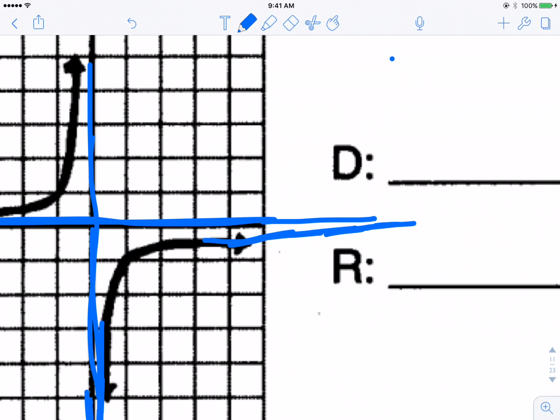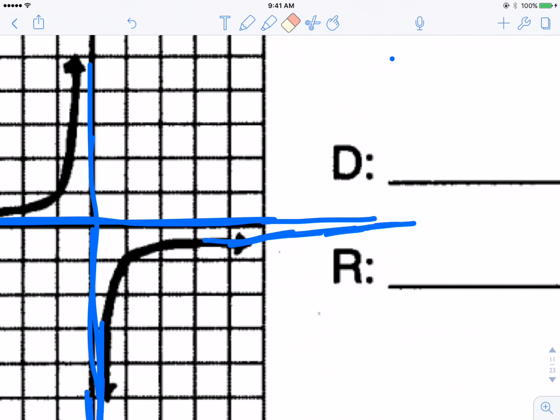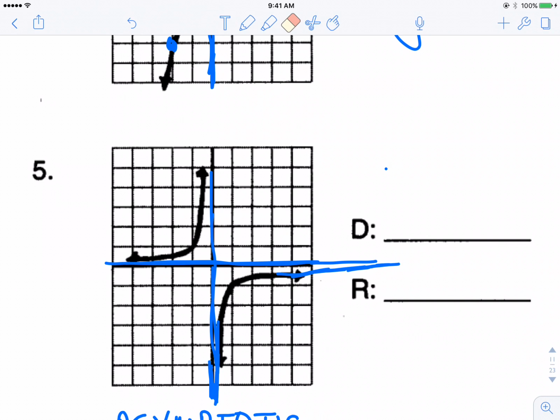You can get super close to 0. 0.00000000001 is not 0. It's really close, it's not 0. So these are asymptotic. With asymptotic graphs, we have a little bit of a different situation happening. So let's first look at domain. Domain, again, remember, are possible x values. X values are these ones, or these ones.